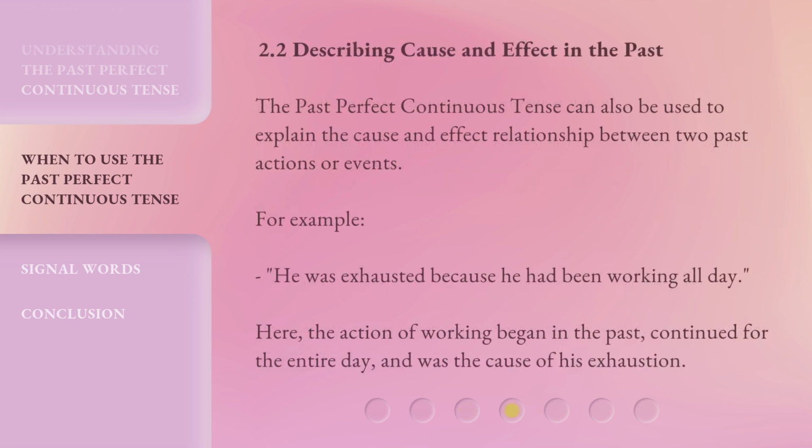2.2 Describing cause and effect in the past. The past perfect continuous tense can also be used to explain the cause and effect relationship between two past actions or events. For example, he was exhausted because he had been working all day. Here, the action of working began in the past, continued for the entire day, and was the cause of his exhaustion.